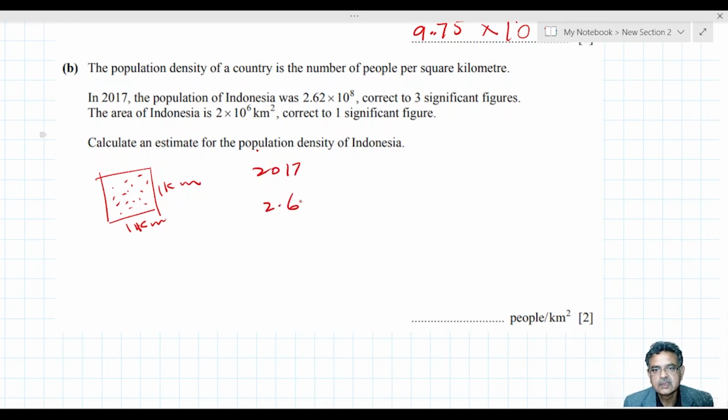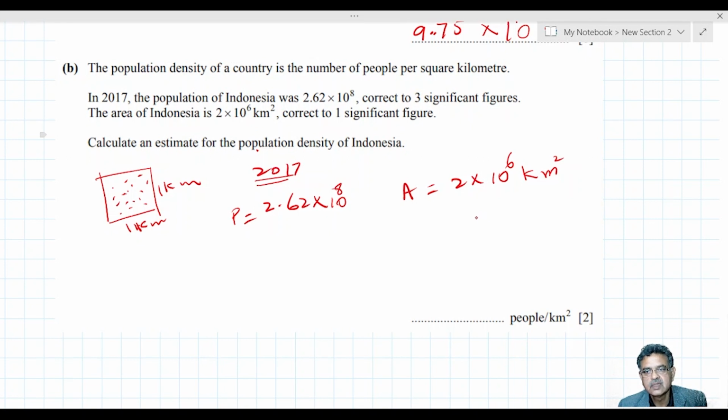It was 2.62 into 10 raised to the power 8 in 2017, correct to three significant figures. These are three significant figures, 2, 6 and 2. Area of Indonesia is this much. Total area, this is population, and area is 2 into 10 to the power 6 square kilometer. Correct to one significant figure, calculate an estimate of the population density of Indonesia.